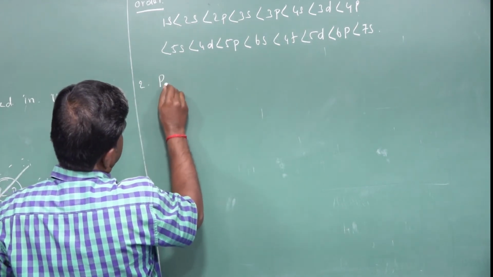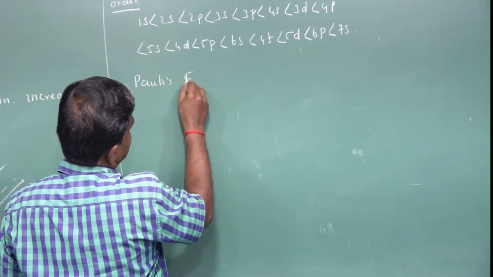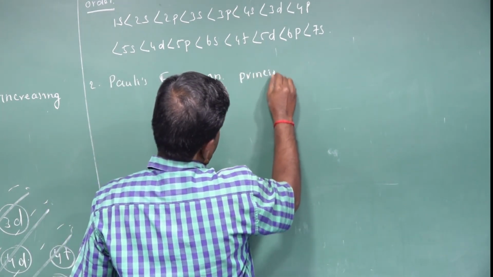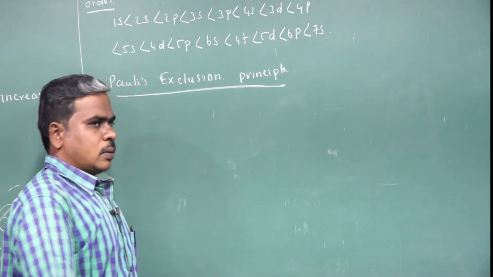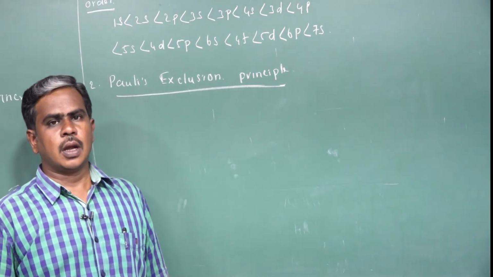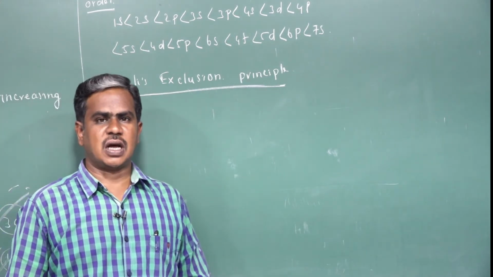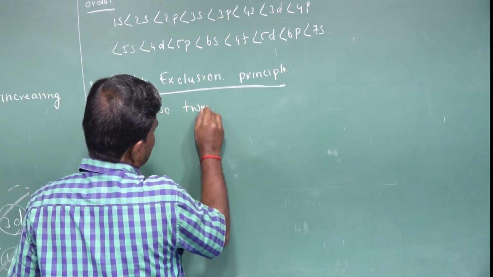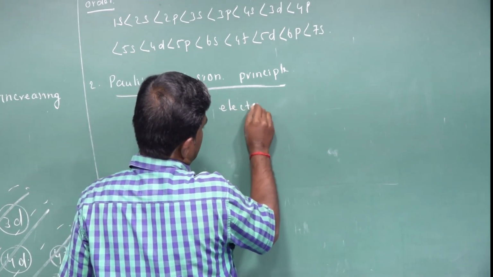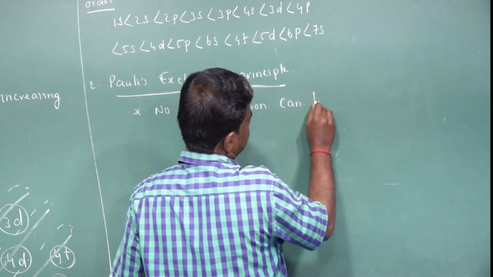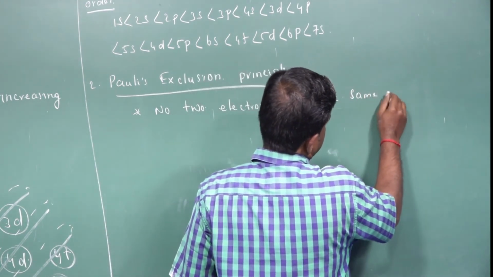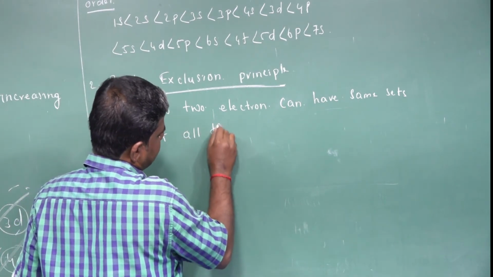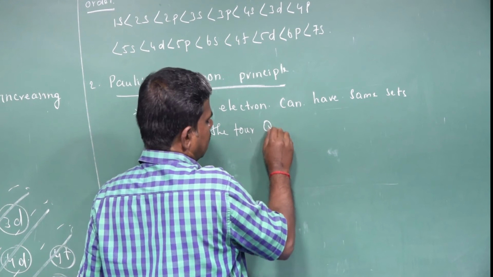Pauli's exclusion principle. Now, Pauli's exclusion principle states no two electrons can have the same set of all four quantum numbers.